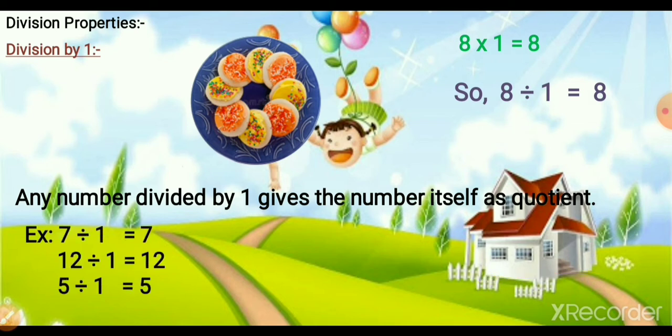For example, 7 divided by 1 is equal to 7. 12 divided by 1 is equal to 12. 5 divided by 1 is equal to 5.